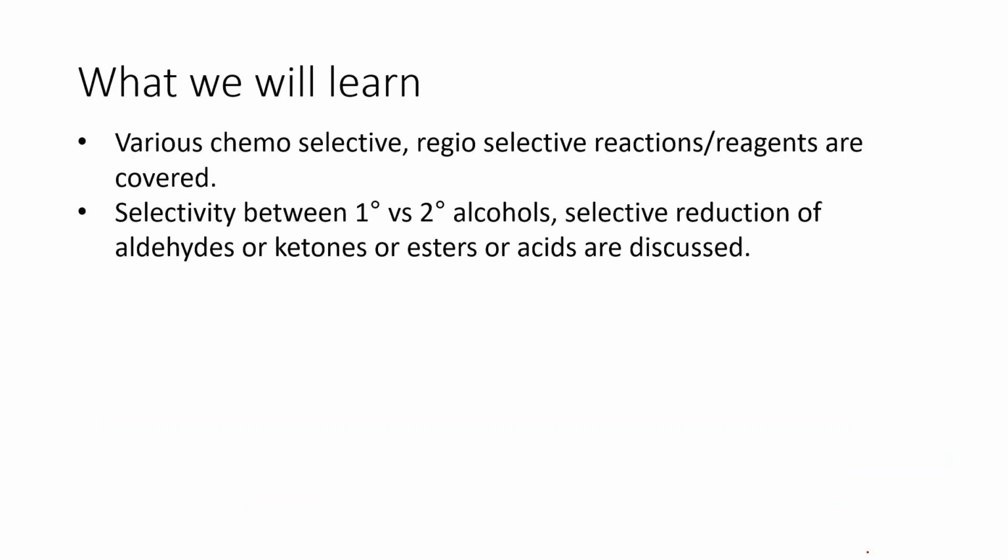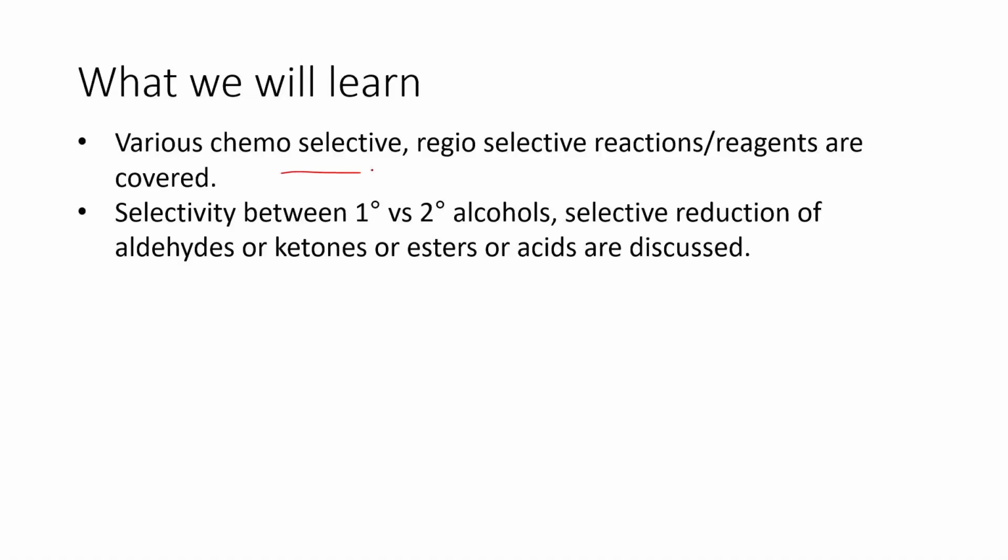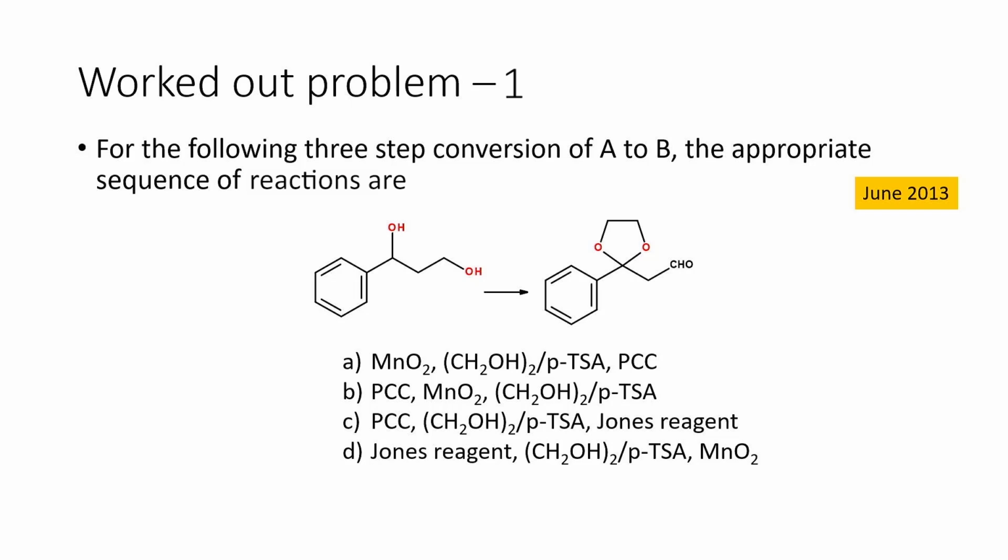In this module, we will look at some chemoselective and regioselective reactions and reagents. We will look at the selectivity between primary and secondary alcohols, and also at selective reduction of aldehydes, ketones, esters or acids in the presence of other functional groups. These are some of the things we are going to see in this particular session. So let us look at the problem.